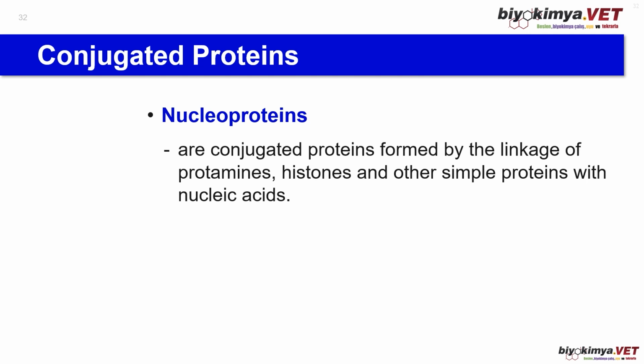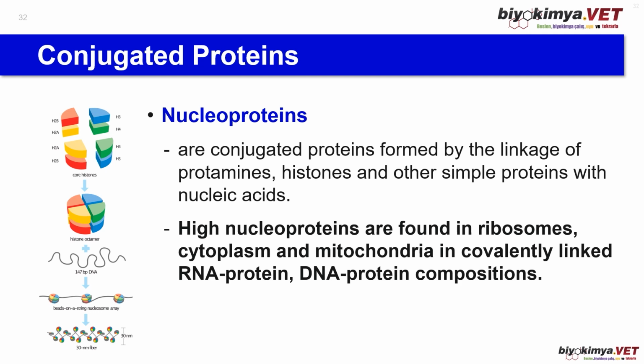Nucleoproteins can be found in the cell nucleus, in the cytoplasm, or in viruses. And nucleoproteins are found in ribosomes also, and cytoplasm, mitochondria, as covalently linked RNA-protein or DNA-protein compositions. And here are some examples. Histones and DNA. Look at the figure, histones and DNA. In eukaryotic cells, DNA often combines with histone protein to form a structure called chromatin. Here you see. And this complex contributes to the organization of genetic information and cell division.